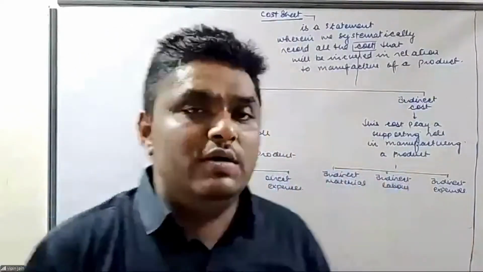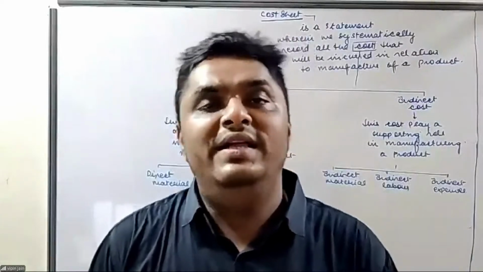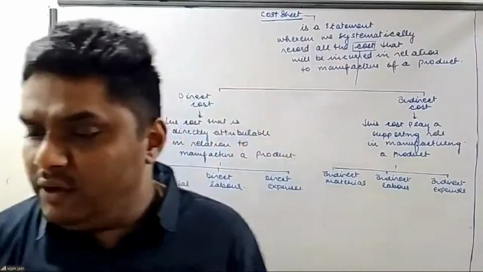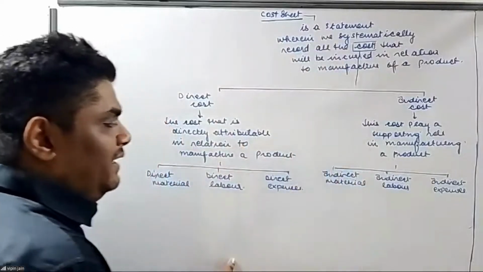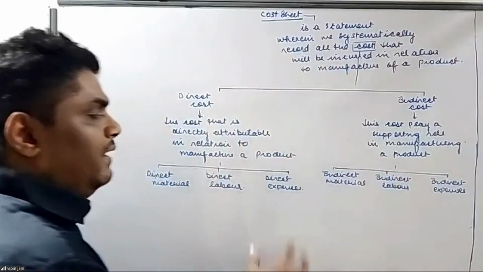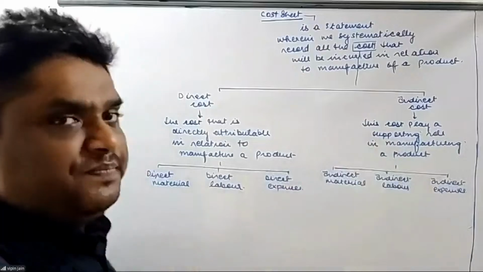Both direct and indirect costs can include material, labor, and expenses. Now the question is, what is the difference between direct and indirect material, direct and indirect labor, and direct and indirect expenses?